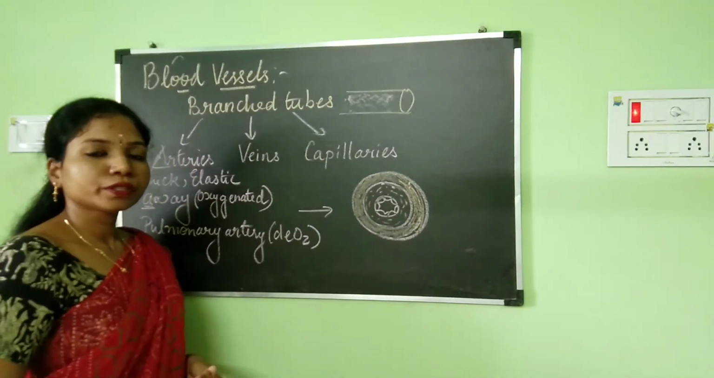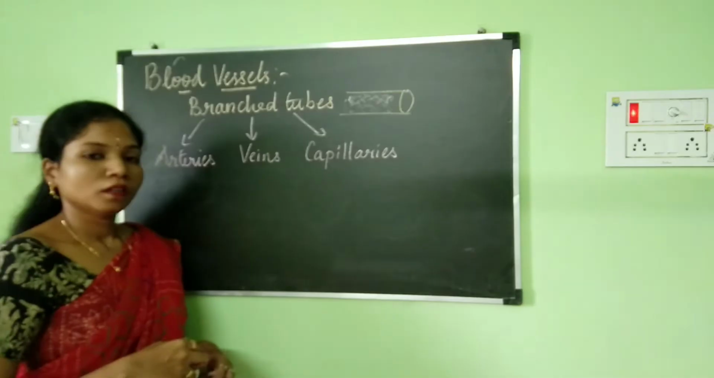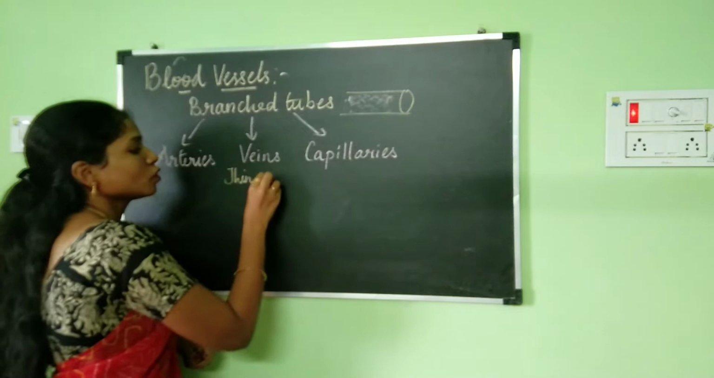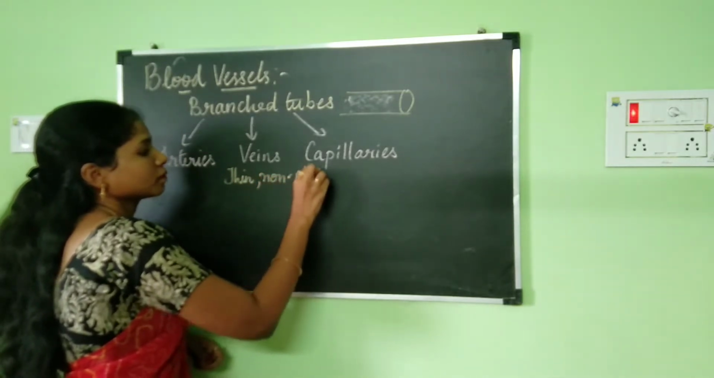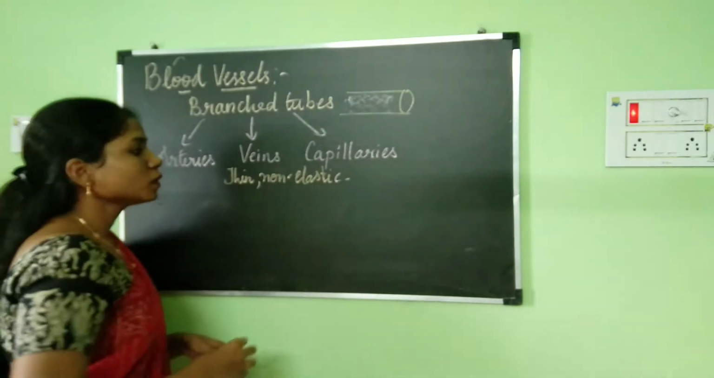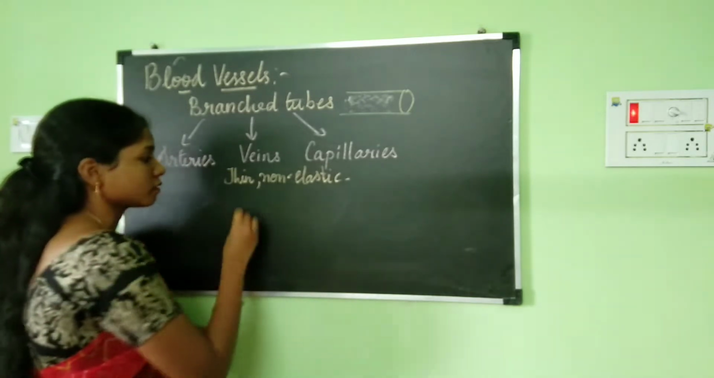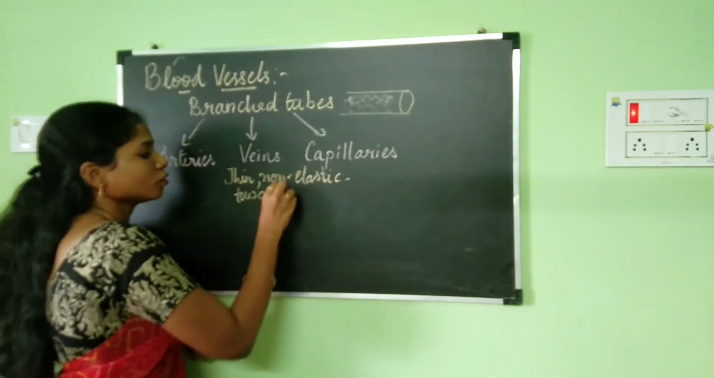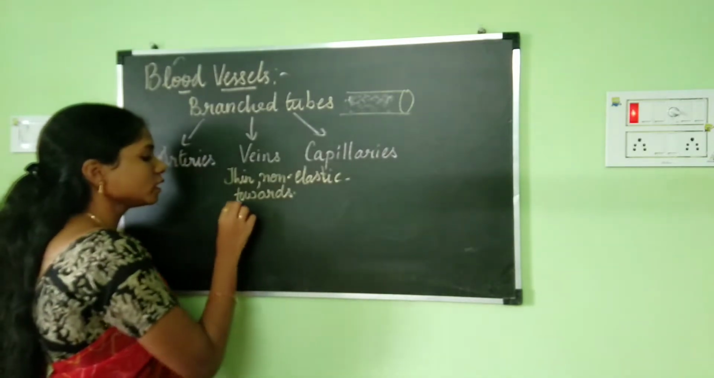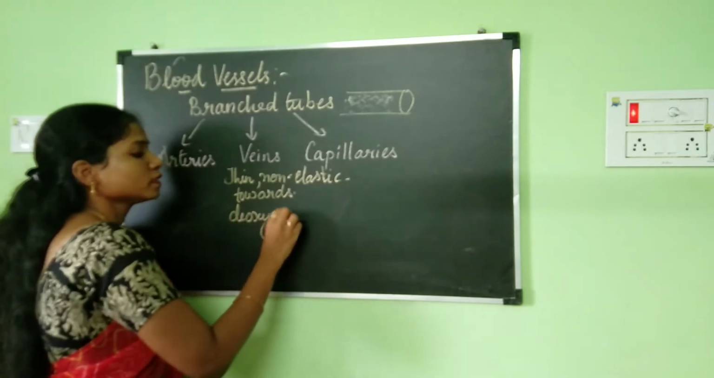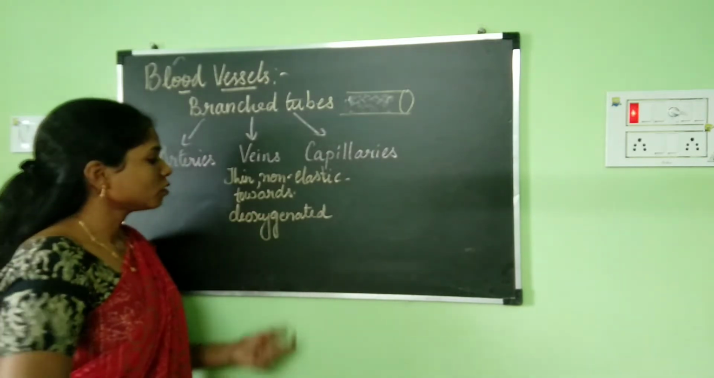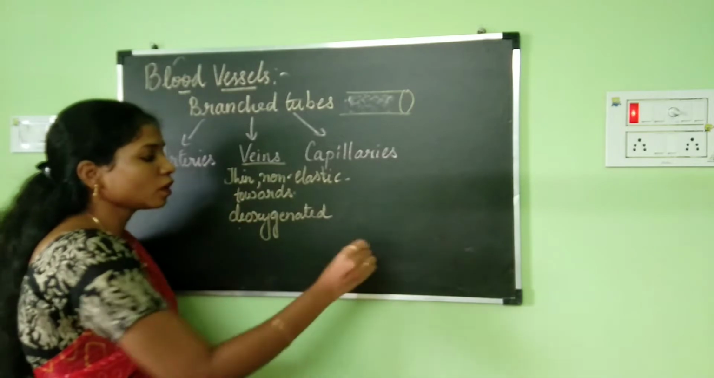Alright, now let's go on to the next blood vessels, which are the veins. Veins are thin and non-elastic, and all the veins will carry blood towards the heart. The type of blood which veins are going to be carrying is the deoxygenated blood, which means the blood which does not have oxygen. Deoxygenated blood is also known as impure blood. So all the veins will be carrying deoxygenated blood.